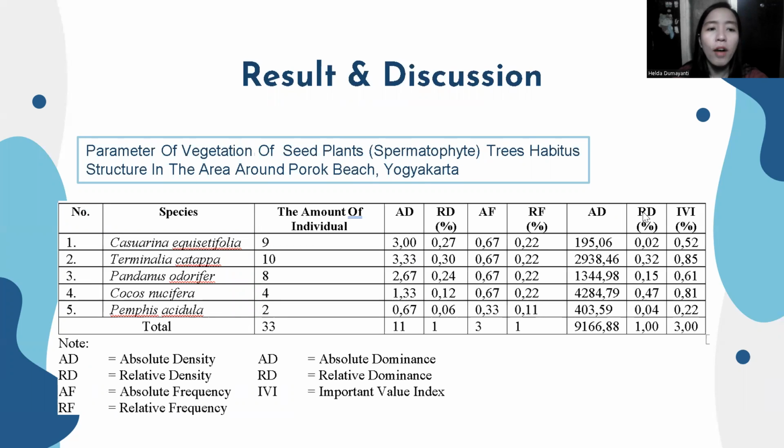Parameter of vegetation of seed plants, spermatophytes, tree habitus structure in the area around Porok Beach, Yogyakarta. Based on the table, it can be seen that the vegetation structure of seed plants with the highest tree habitus was Terminalia catappa, while the structure of seed plants with the lowest tree habitus was Pemphis acidula or stigi. Terminalia catappa or ketapang was indicated to have high adaptability so that it can survive, preserve its species, and dominate in a community.